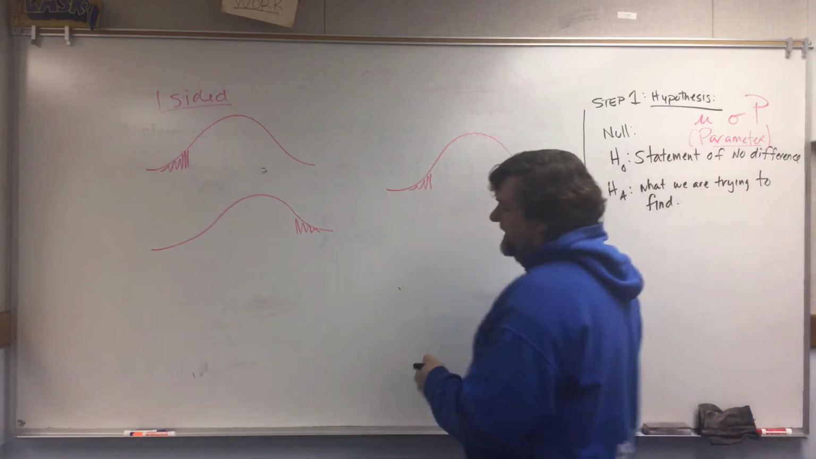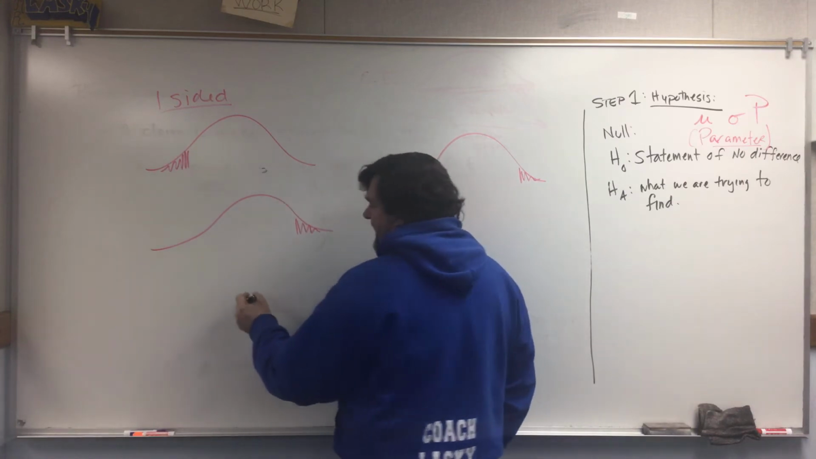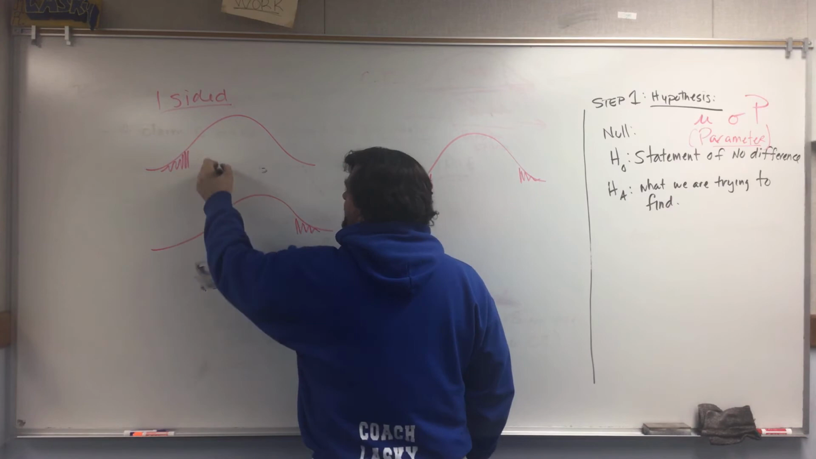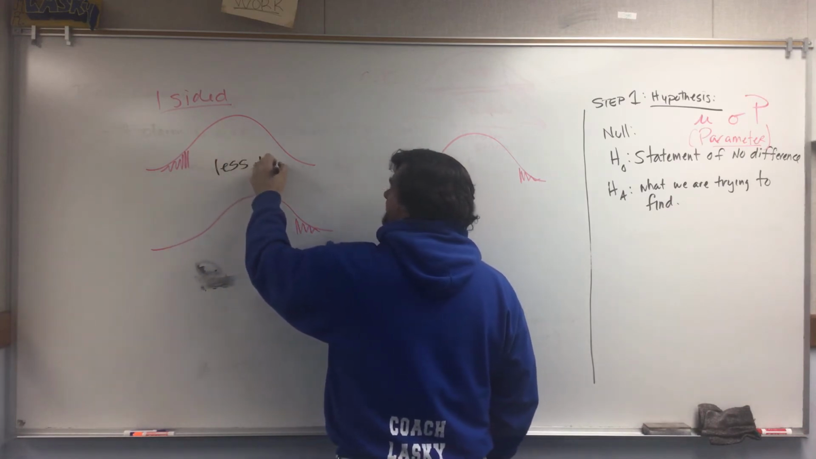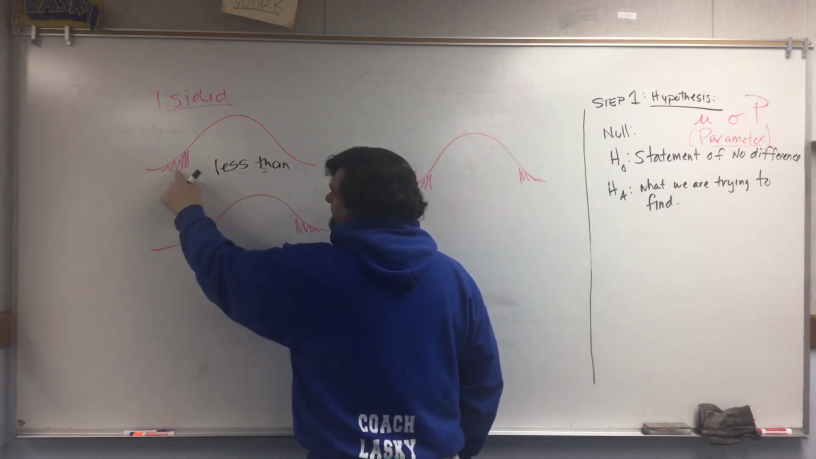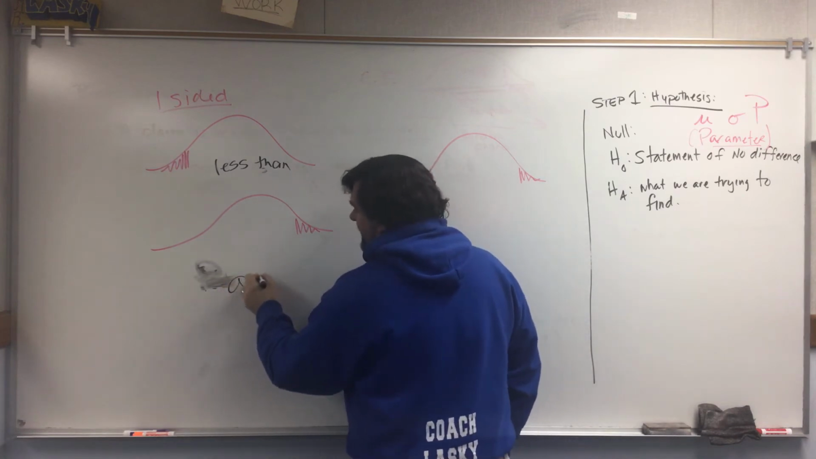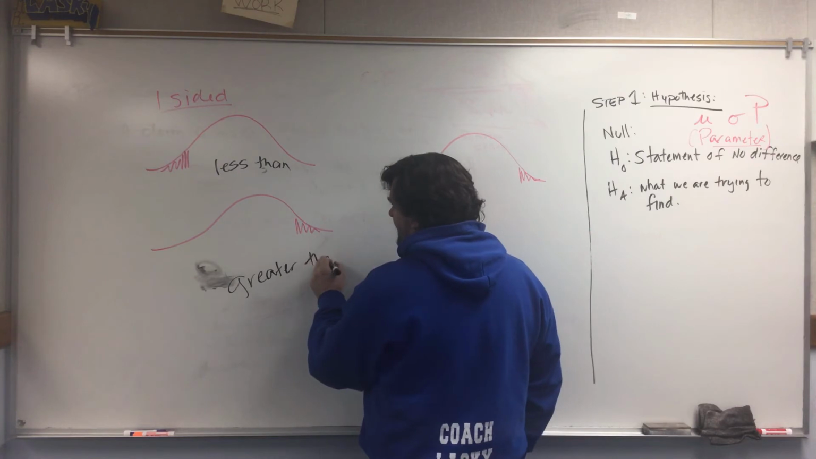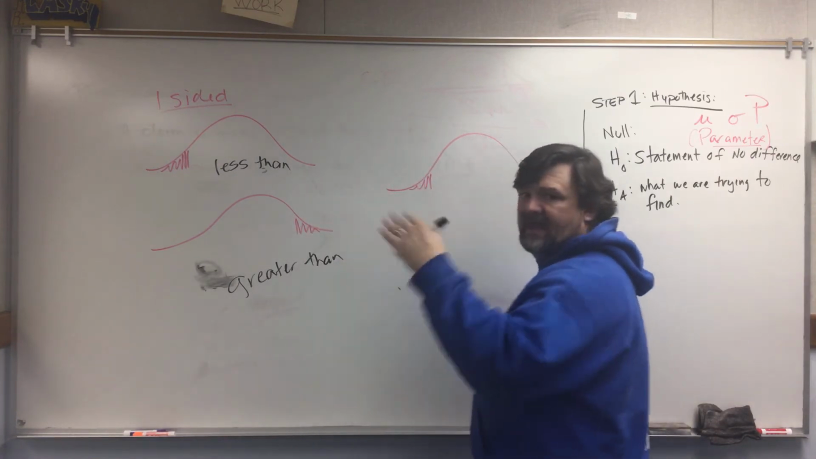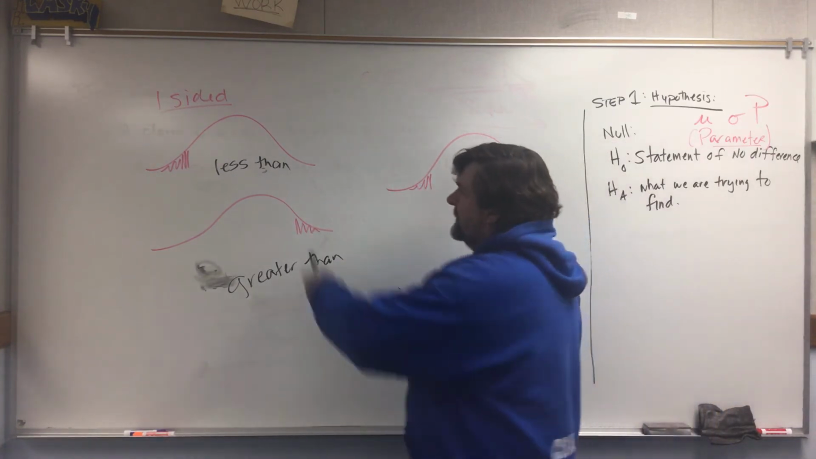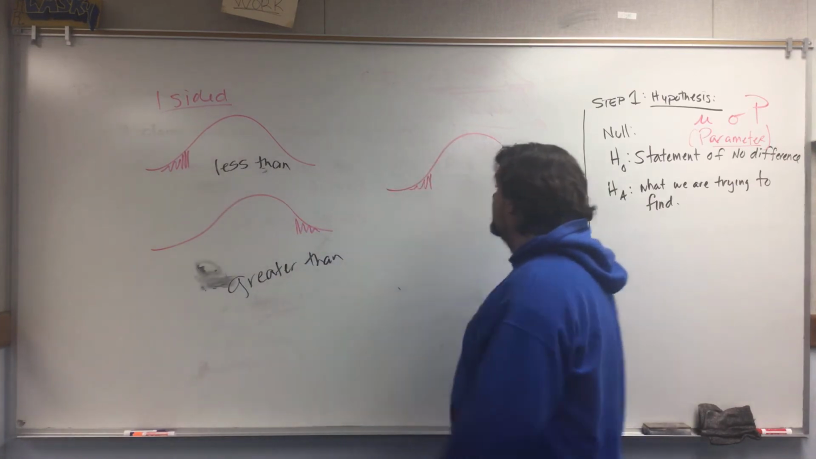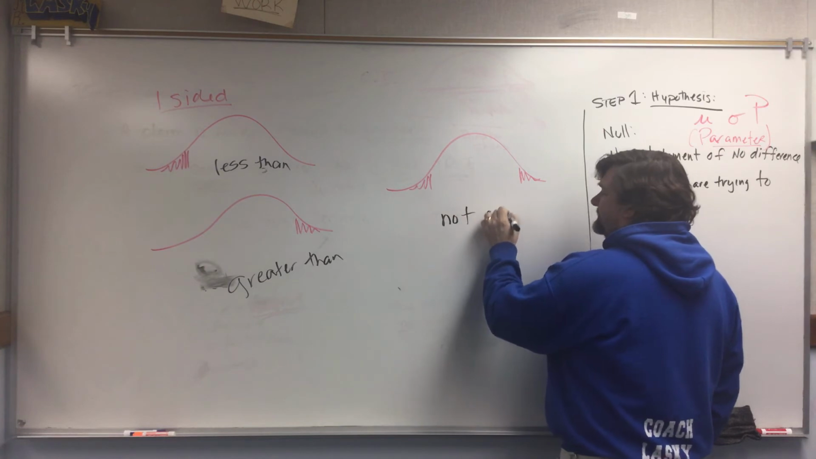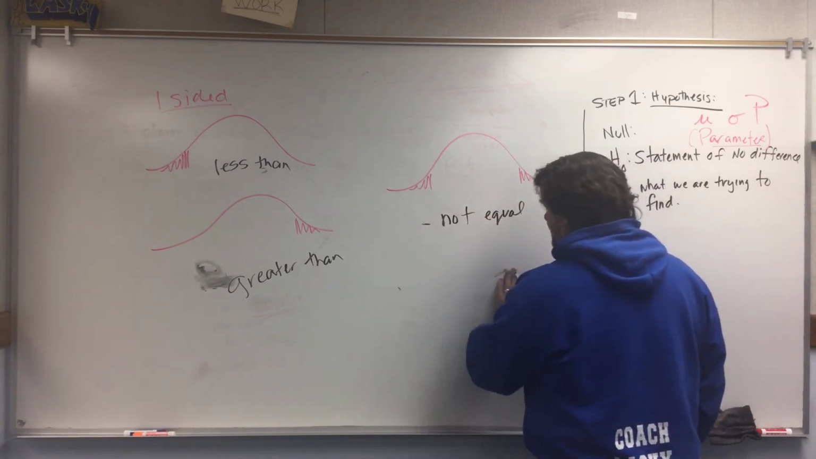So one-sided tests state stuff like the words less than. So this one would be less than. This one would be like greater than. So anything that has words like greater than, less than, more than, all those types of things would be one-sided tests.